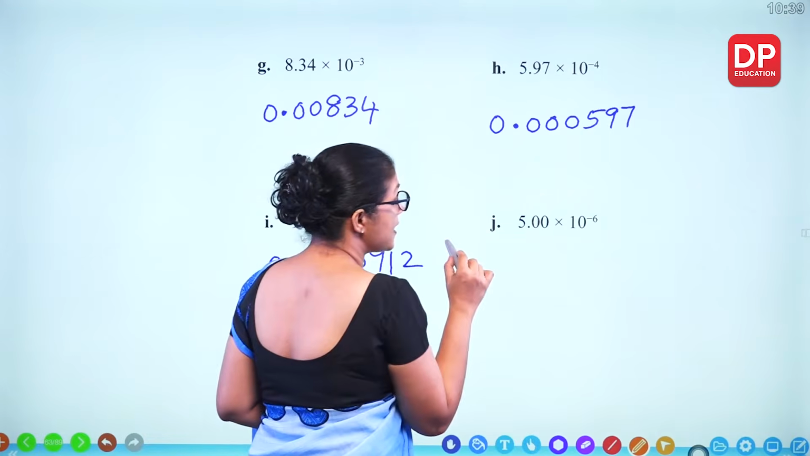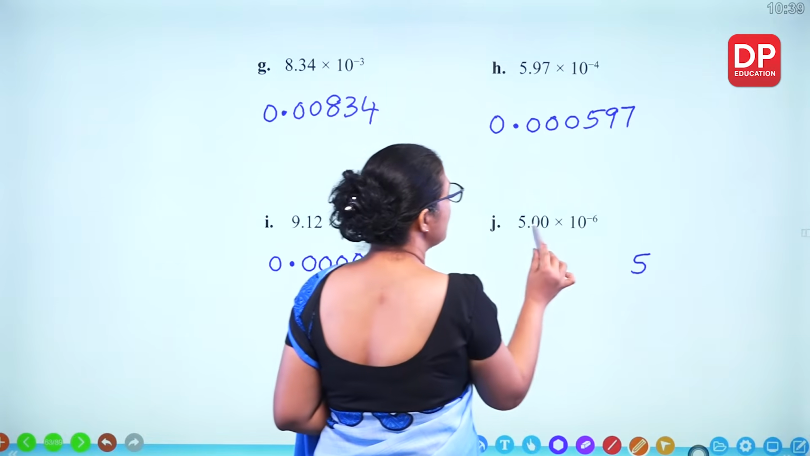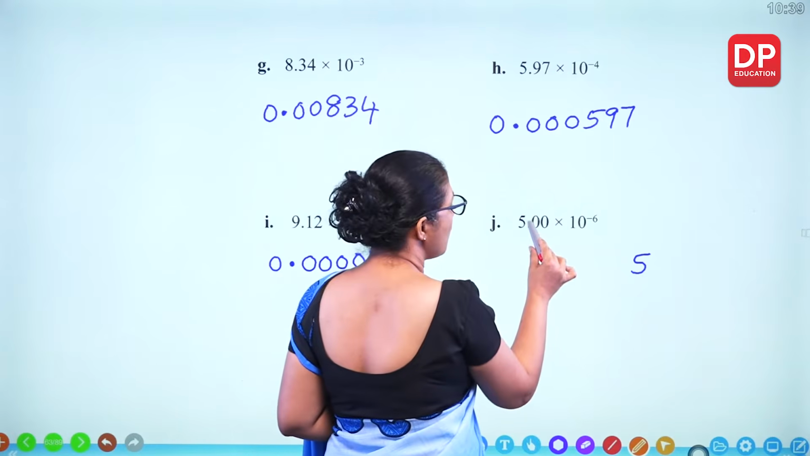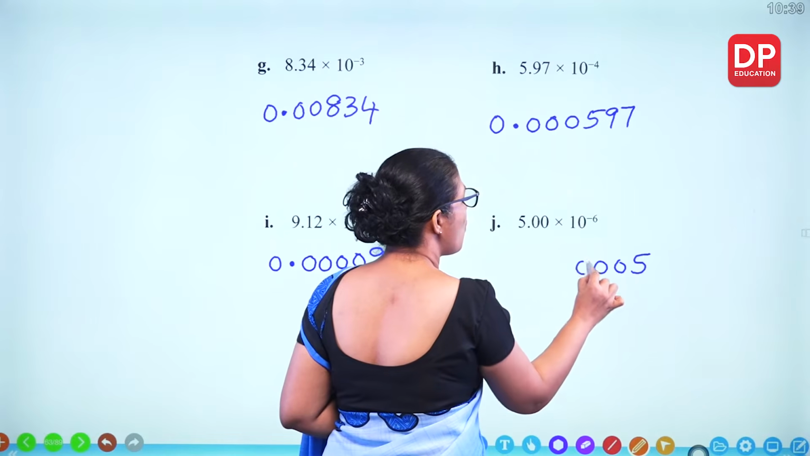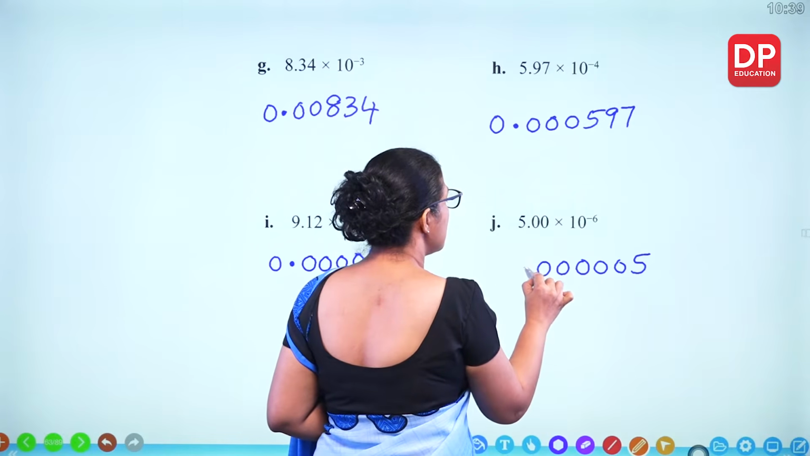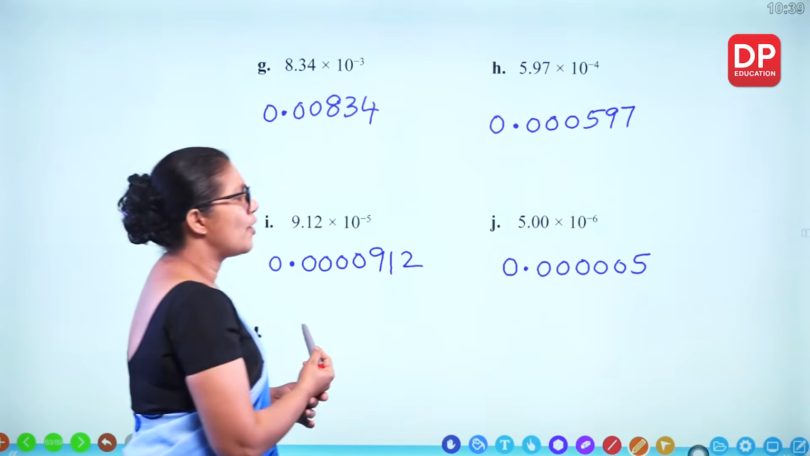10 to the power minus 6. So 5 is the number. How many places have you already done? 1, 2, 3, 4, 5, 6 and the decimal point.